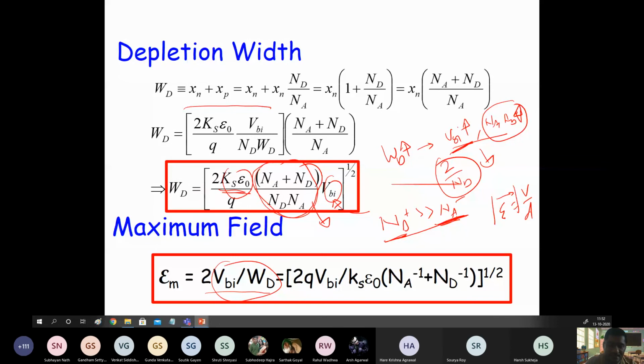And that you can express in terms of built-in potential and the doping, right? So if you know the doping of the two sides of the PN junction, you can calculate the maximum electric field, you can calculate the depletion width, you can calculate the built-in potential. So all those things you should be able to calculate.